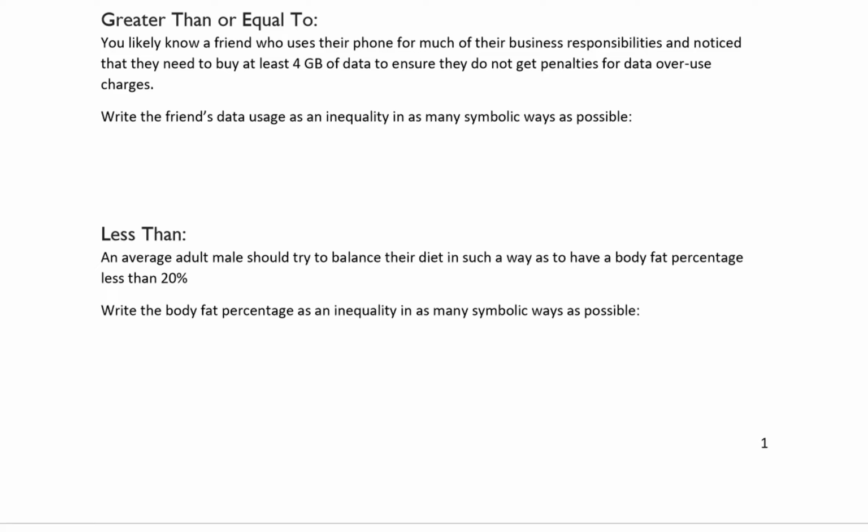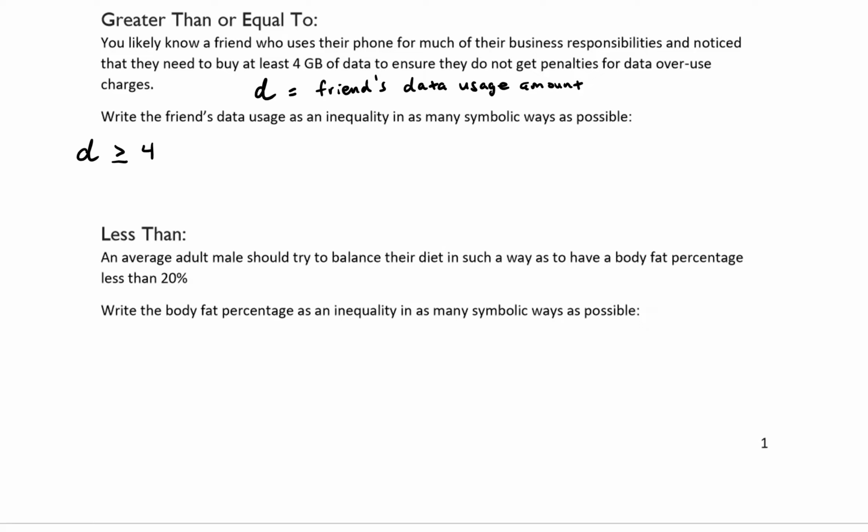So I'm going to again define a variable. I'm going to call it d and let d equal your friend's data usage amount. And so if we want inequality notation, we would say that d, since it has to be at least, would be d is greater than or equal to 4 gigabytes of data.